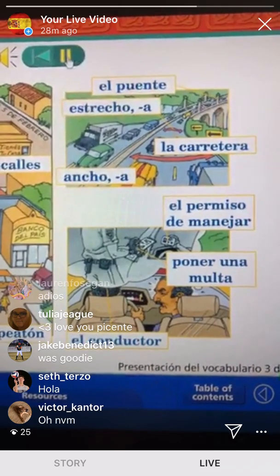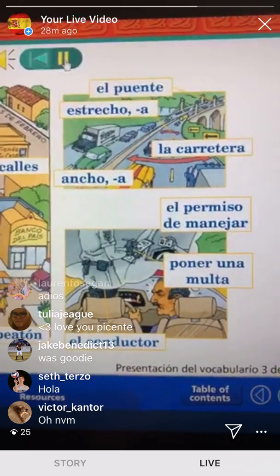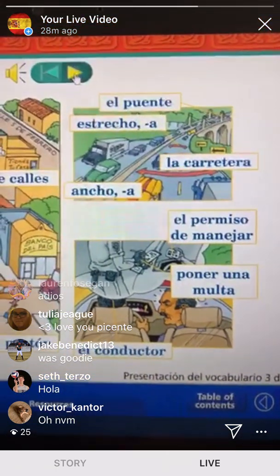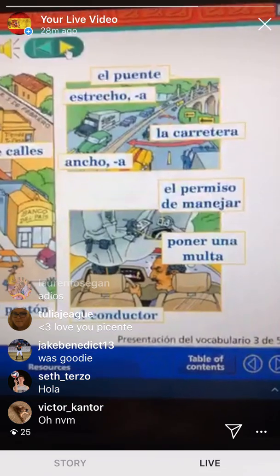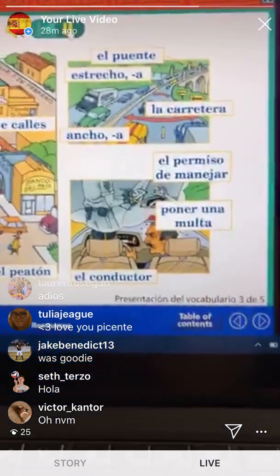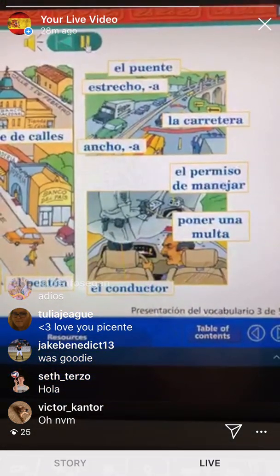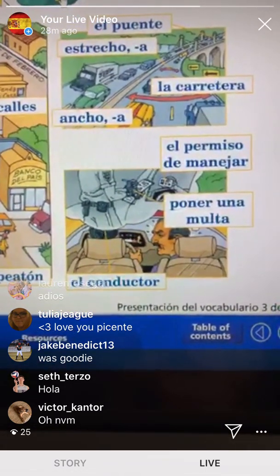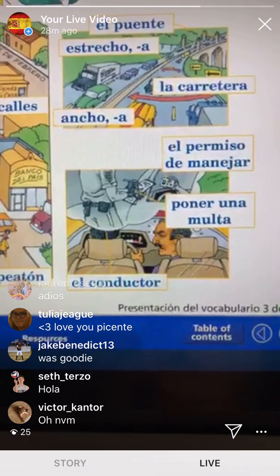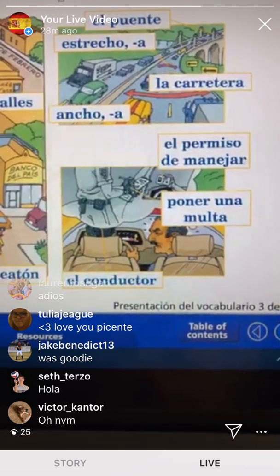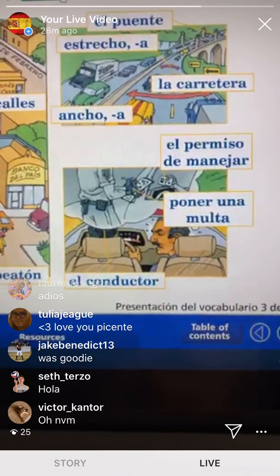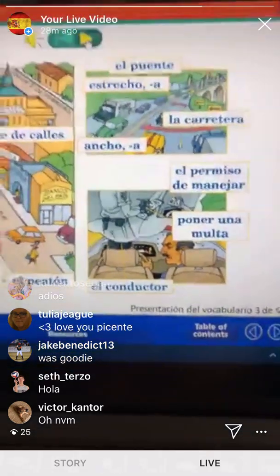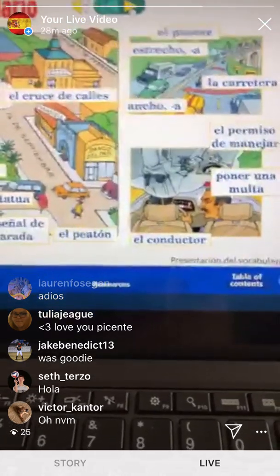El permiso de manejar. Driver's license. El permiso de manejar. It's like saying permission to drive, right? Poner una multa. To give a ticket. Poner una multa. El conductor. Driver. El conductor. That's coming from the word conducir. They're related, right? Gotta look at those root words.